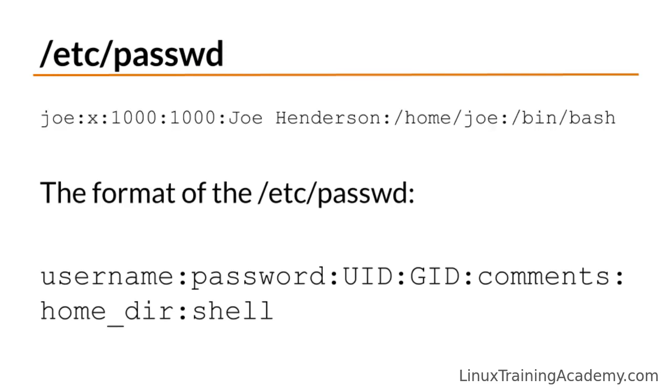Let's look at another entry in the /etc/passwd file. This is for the Joe account. In this case, the username is Joe. Like the root account, the password field contains an x. The user ID, or UID, is 1000. The group ID is also 1000. The comment in this case is the full name of the person that's using the account, which is Joe Henderson. The home directory is /home/Joe, and the shell is /bin/bash.